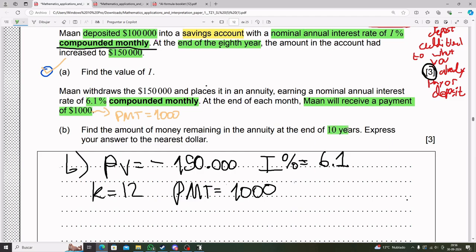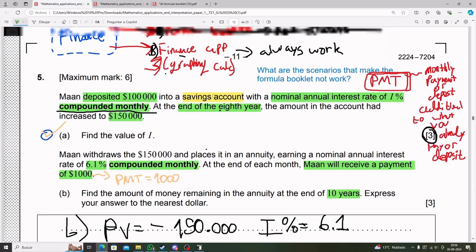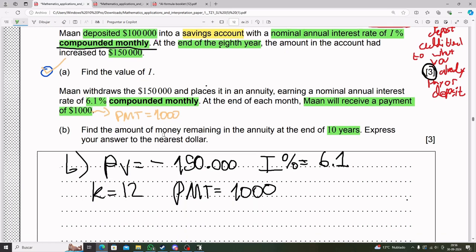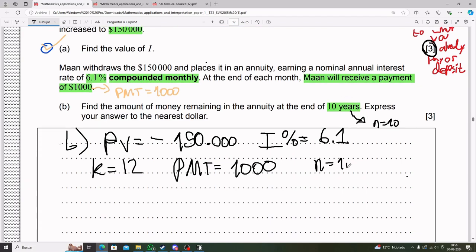Okay, this is another interesting thing. For part A, all my variables were within that initial paragraph. For part B, one of my variables was hidden in the question, or what they ask you to find. When it says 10 years right there, N equals 10. And so look at that.